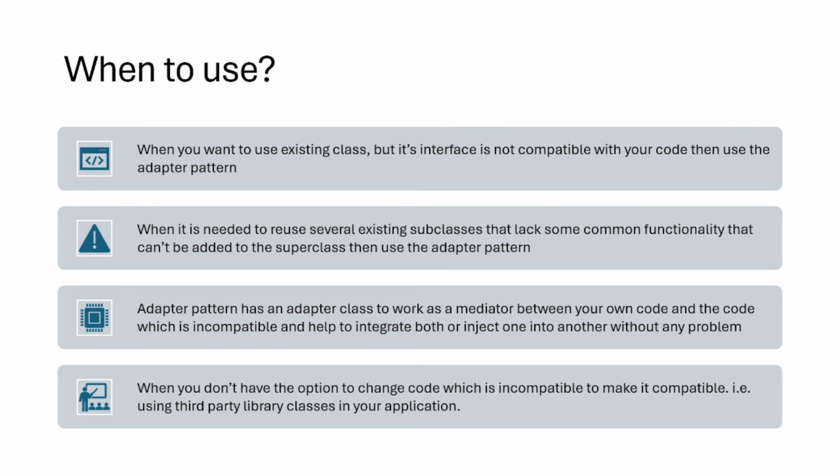Adapter pattern has an adapter class to work as a mediator between your code and the code which is incompatible and help to integrate both or inject one into another without any problem. So to implement adapter pattern, you have to declare a class which is called adapter class. That adapter class actually works as a mediator to integrate two types of objects which are naturally incompatible with one another.